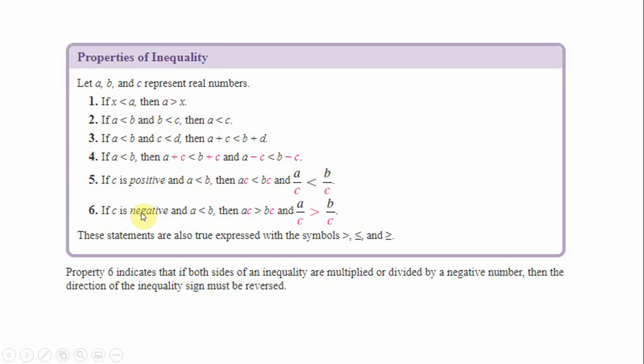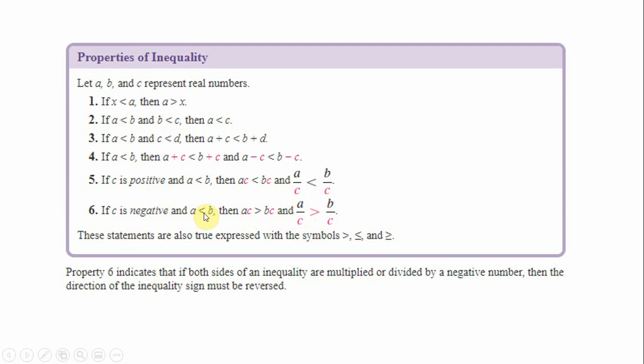If C is negative, we actually have to flip it. If A is less than B and C is negative, if I multiply a negative number by both sides, I actually have to change that relationship. So now it started A less than B, AC is bigger than BC, and similar for division, A divided by C will be bigger than B divided by C. I've had to flip that relationship.